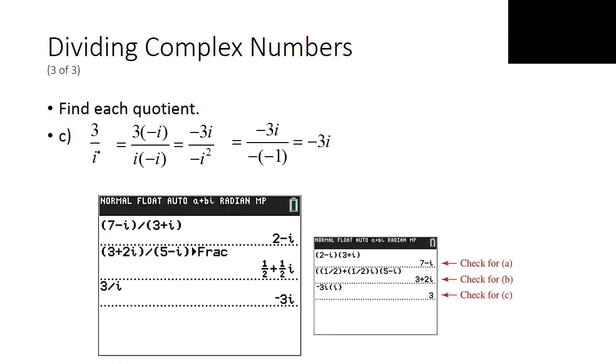Next one, 3 over i. See how, if I want to eliminate i, if you only have one i at the bottom of the fraction, you just multiply it by i. We did a similar problem like that earlier. You multiply top and bottom of the fraction by i. You could just multiply by i over i, or minus i over minus i, that's fine. You would get i squared here, and that's how you eliminate i at the bottom of the fraction. And we can easily, again, check all these results using our calculator.